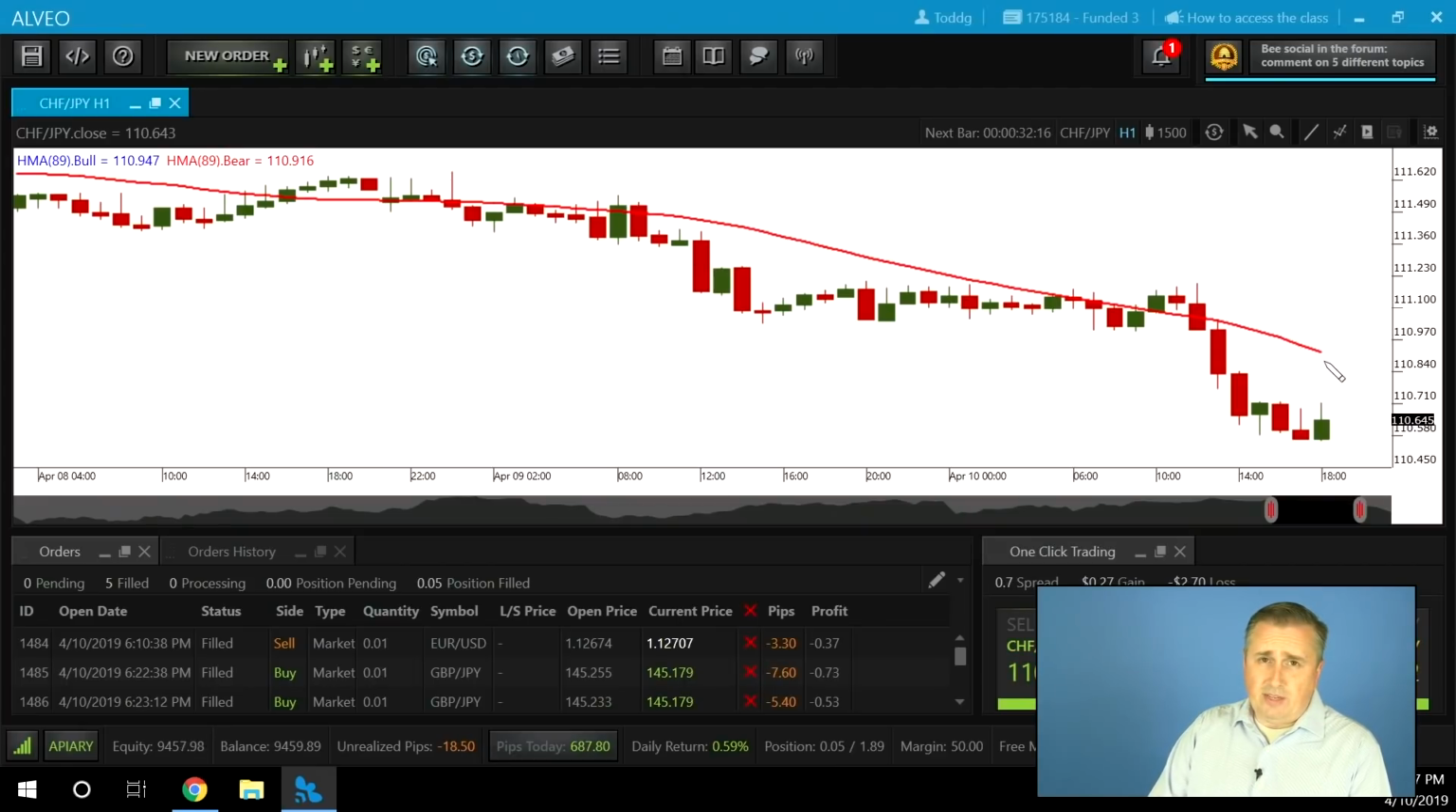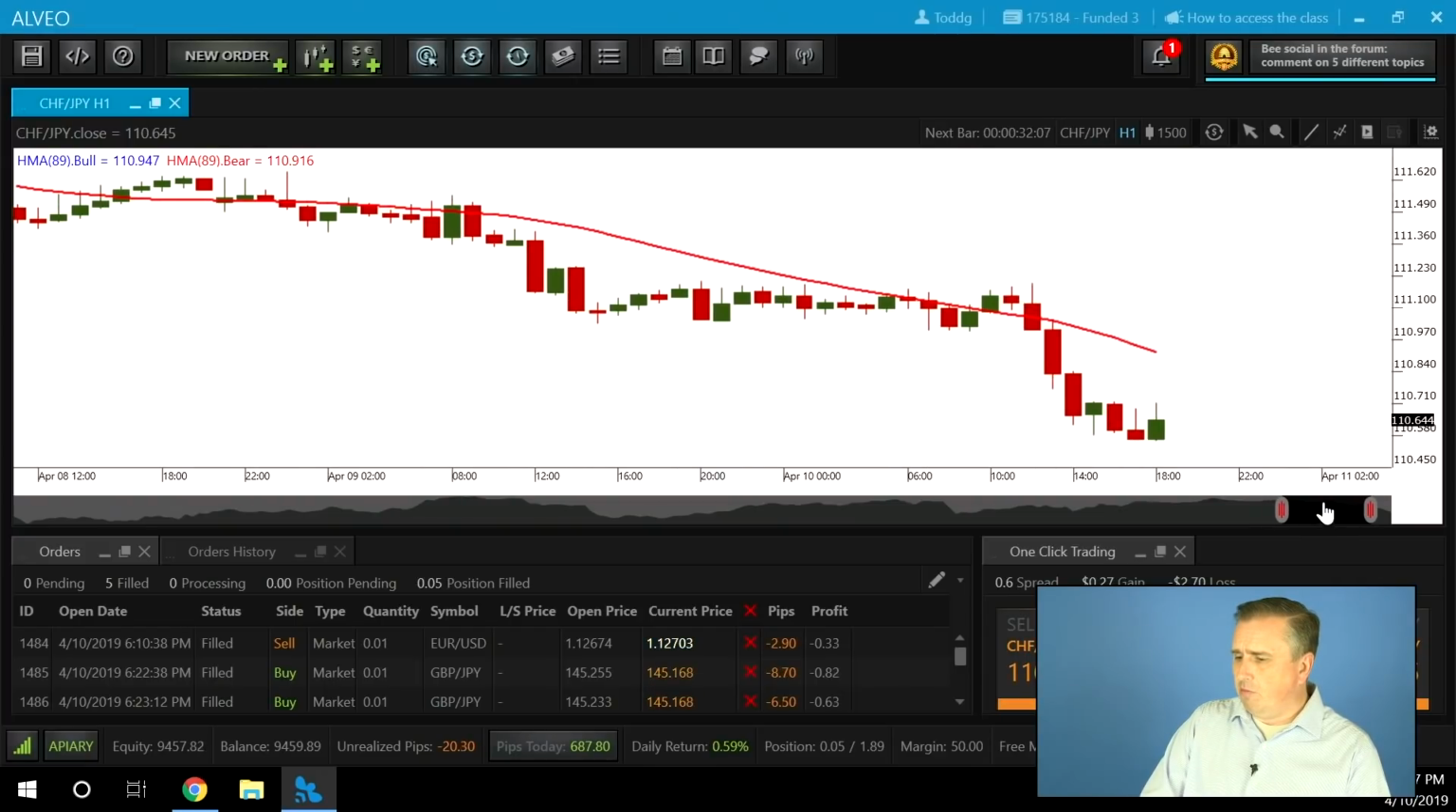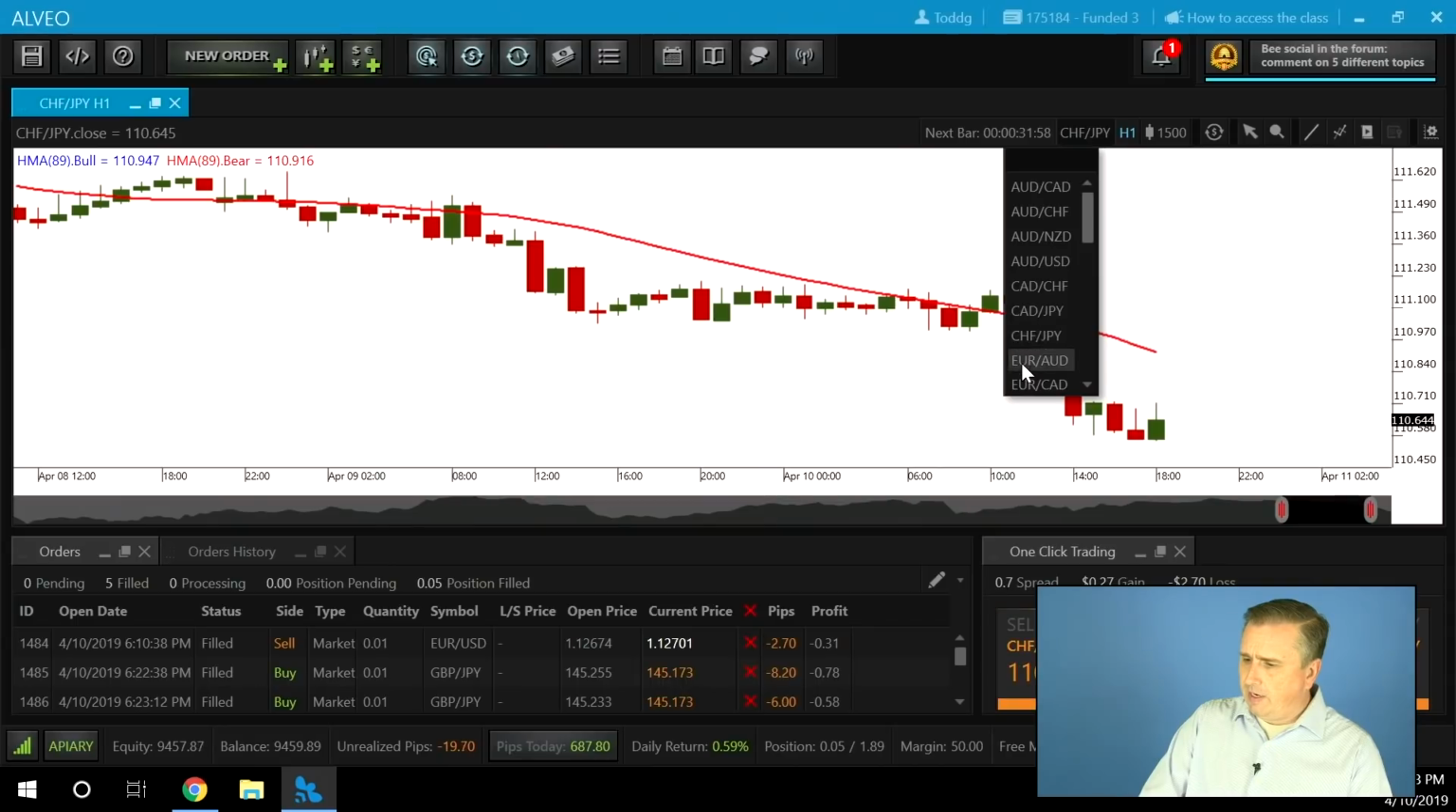So as long as the moving average is still moving in the direction of what I initially entered, I'm going to hold on to that position, allowing it to move in my direction. This one here is a little bit too big of a move down, and I would look at a pullback here before I got in.